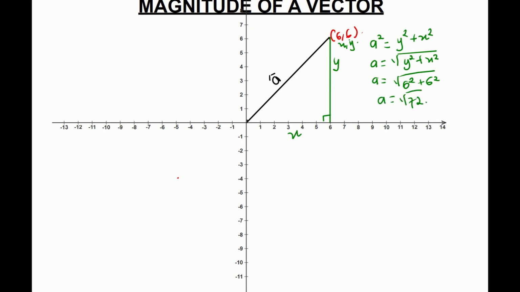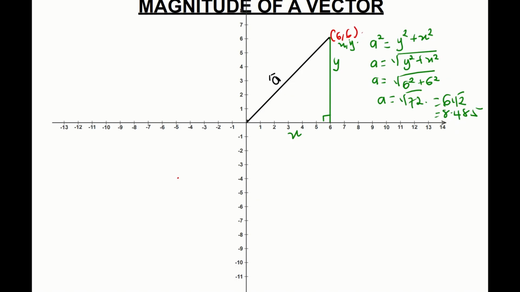If you put that into a calculator, the square root of 72 is 6 root 2. This is the same as 6 root 2, but let's simplify it further. We get 8.485, approximately 8.5.